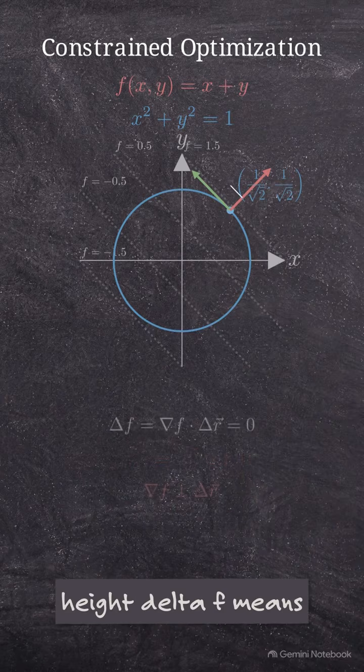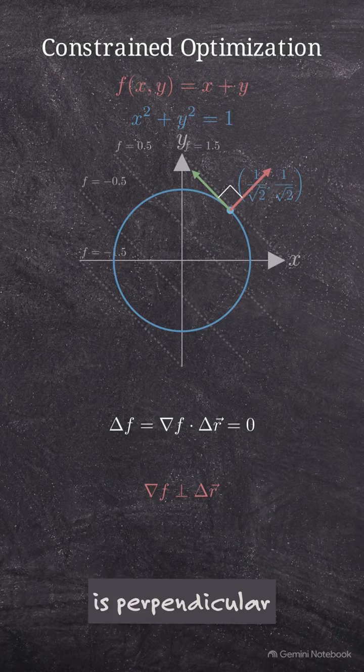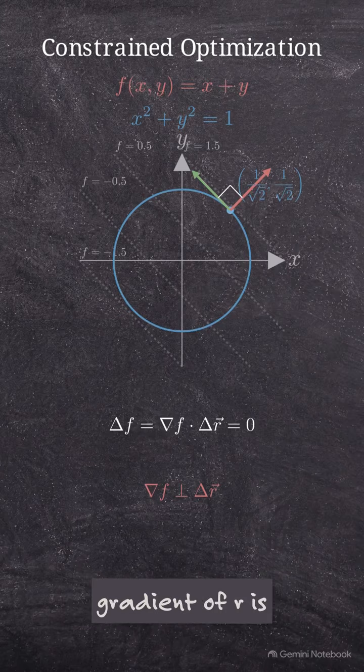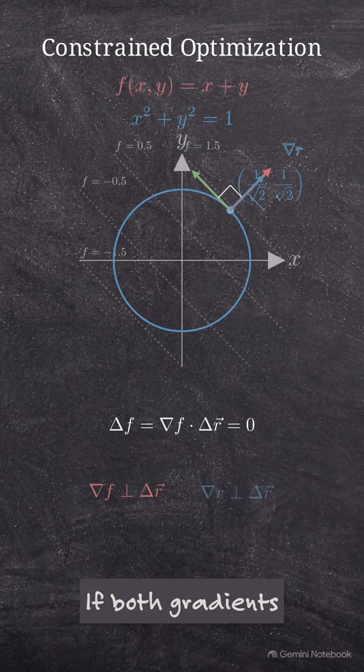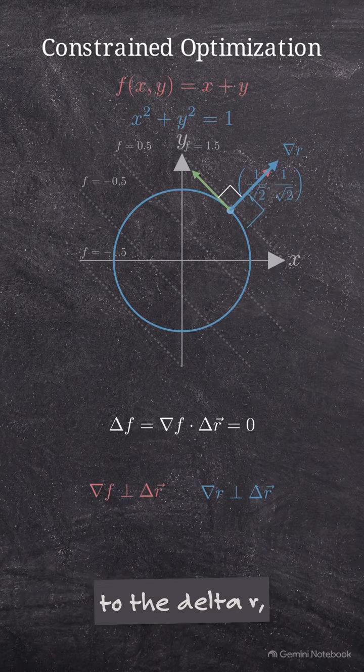A zero change in height delta f means the objective function slope, the gradient of f, is perpendicular to the tangent vector, delta r, along the circle constraint curve. The circle's gradient vector, the gradient of r, is always perpendicular to delta r. If both gradients, the gradient of f and the gradient of r, are perpendicular to the delta r, they must point along the same parallel line.